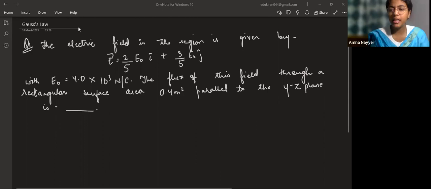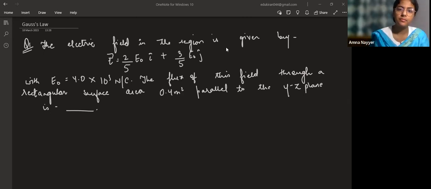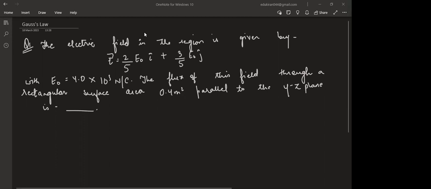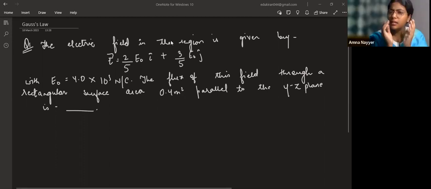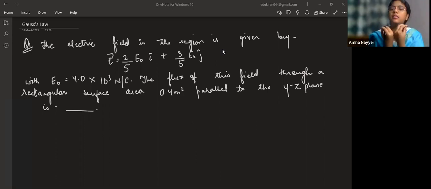Look, class, any answers? Adriel, Priya, Aditya. It is clearly saying parallel to the YZ plane. So which axis according to you is parallel to the YZ plane? X-axis, right. So it means just consider the X term portion. You are not concerned with the 3 by 5 E naught J cap now, because it has clearly mentioned you just take care of the thing that is parallel to the YZ plane.